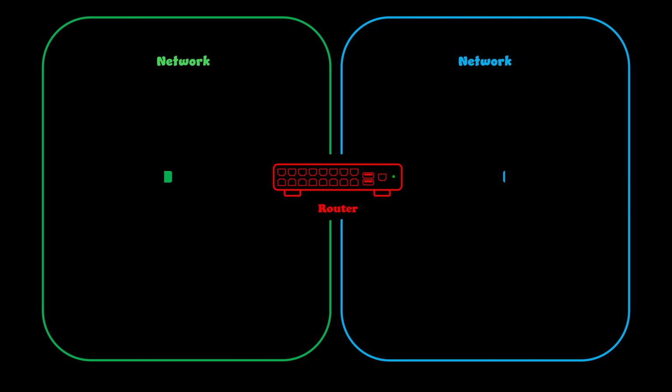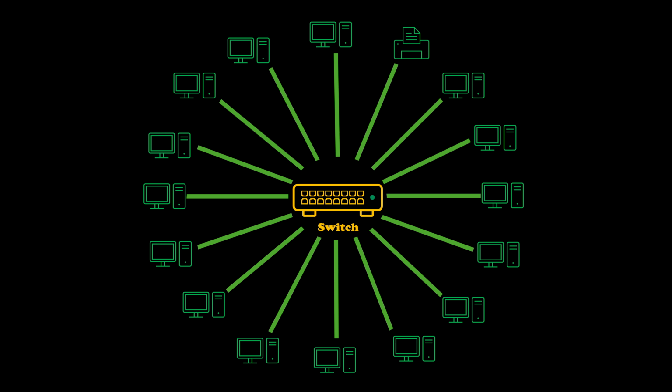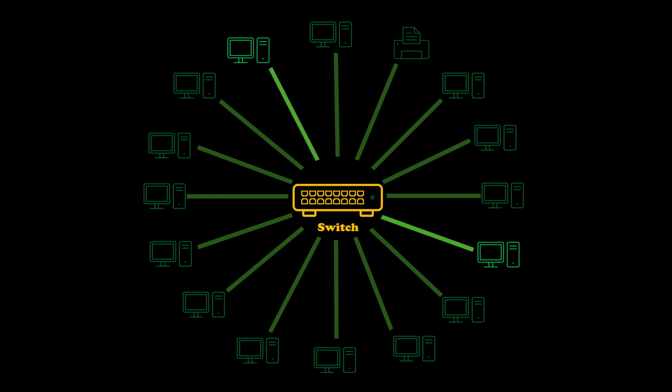Now that we understand that routers route data between networks, what happens inside the network itself? This is where switches come in. Let's say that a business has all of these devices for their employees. There are lots of computers and a printer. How will these devices communicate with each other? The solution is a network switch. If one computer wants to share a file with another, data is first sent to the switch, which then sends it to the right destination.